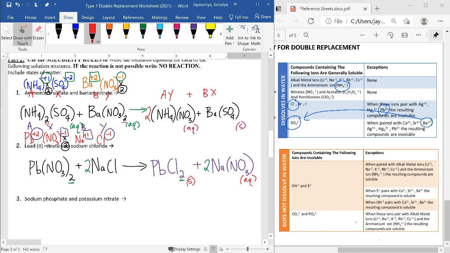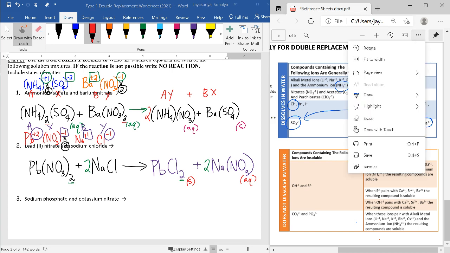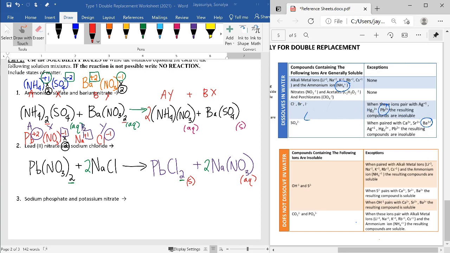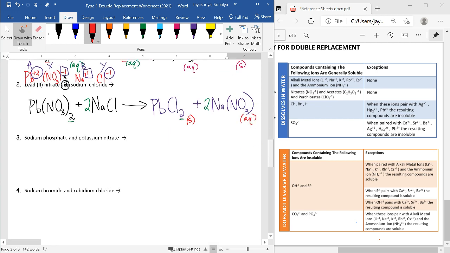Okay? Remember, the blue table always dissolves in water unless faced with an exception. An exception stops it from doing what it usually is supposed to do. Okay? All right, let's look at the next one.